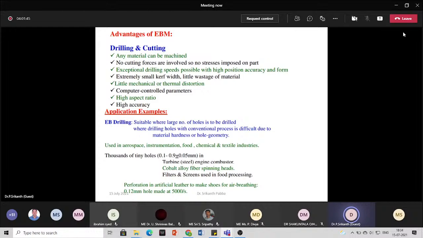Applications are usually making suitable holes in very hard to machine materials, and they are used in aerospace, and in the food and chemical industry.